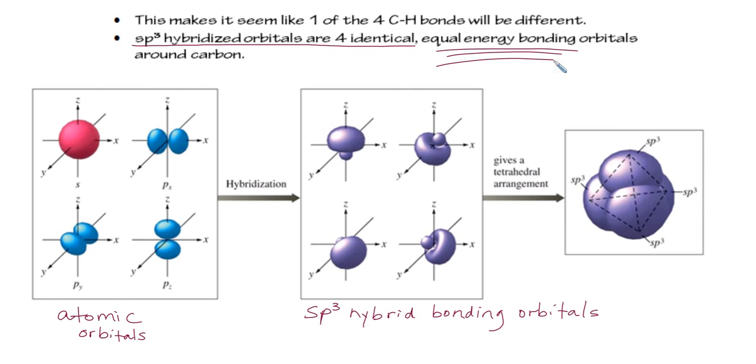In a carbon atom, yes, we would have the 1 spherical s orbital and the 3 dumbbell-shaped p orbitals. And yes, they are different energies. But for purposes of bonding, carbon will hybridize or mix together all 4 of those atomic orbitals to make 4 equal energy bonding orbitals. And again, these are only for purposes of bonding. Now, can you see why it's called an sp3 hybrid orbital? We take the 1 s and the 3 p's, we mix them together, and we get these equal energy bonding orbitals, 4 of them.